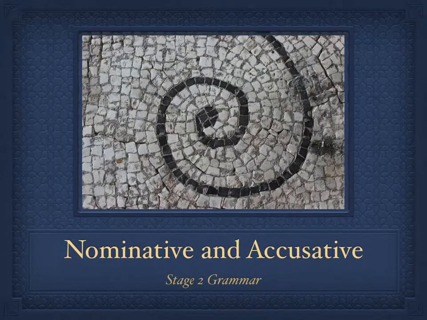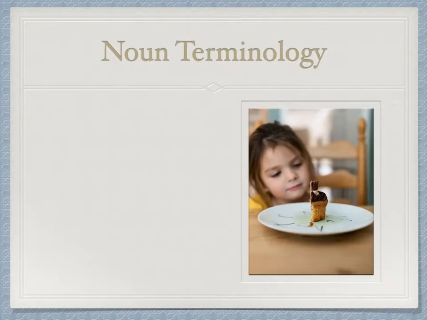In stage 2, our grammatical point is learning about the nominative and accusative cases. Before we talk about them, I just want to go over a bit of terminology that we're going to use to talk about nouns. Remember, nouns are naming words describing people, places, and things.